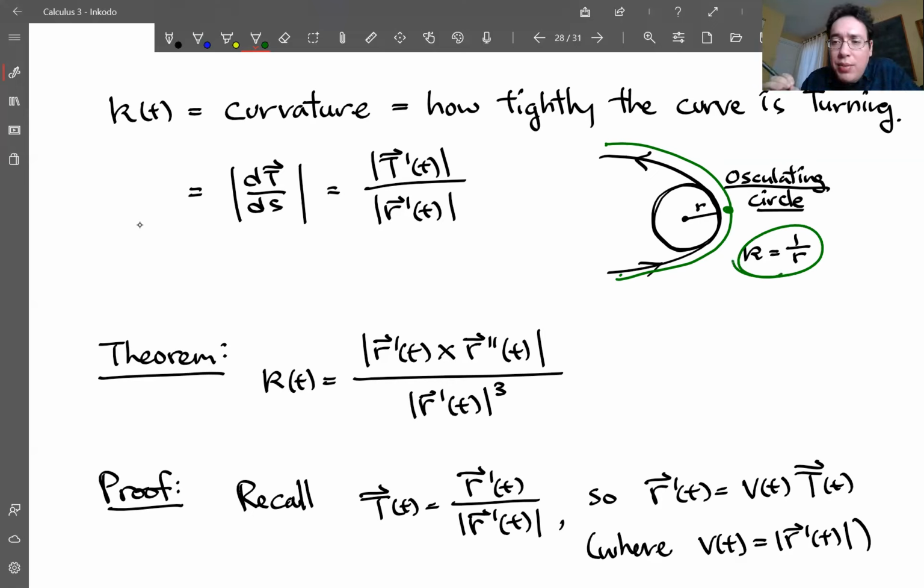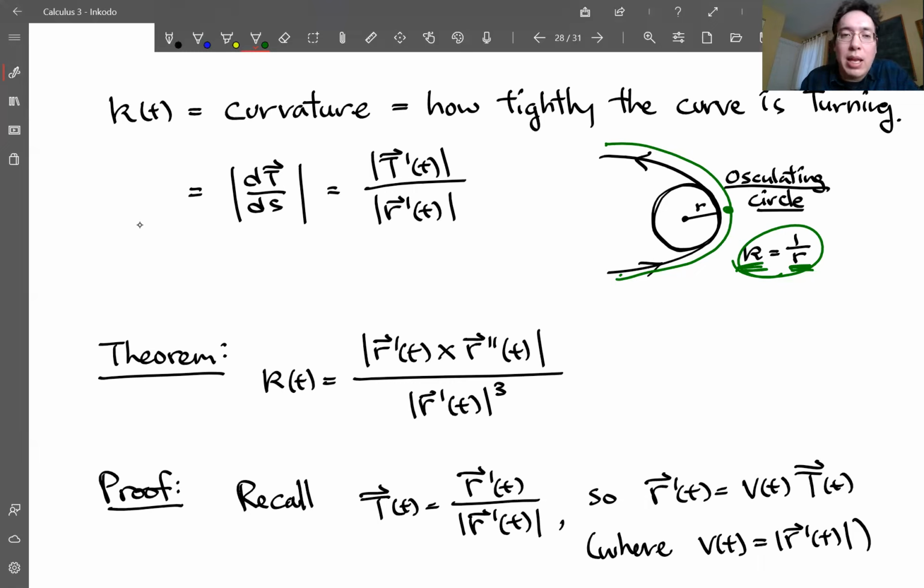So if the curvature is high, if the curvature is large, that means that the radius of the circle is very small, because the r has to be small to have large k here, or vice versa. So if the curvature is small, that means this approximating circle is big and has large radius. If it has a large radius, that means it's turning gently. If it's a very tight, small circle, then you're turning very quickly as you go along the curve.